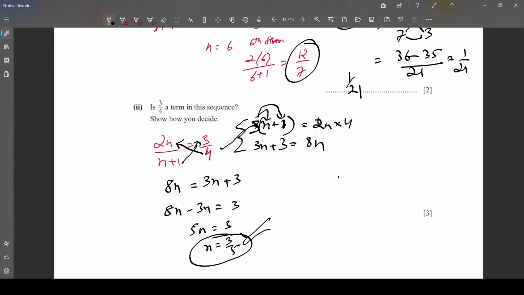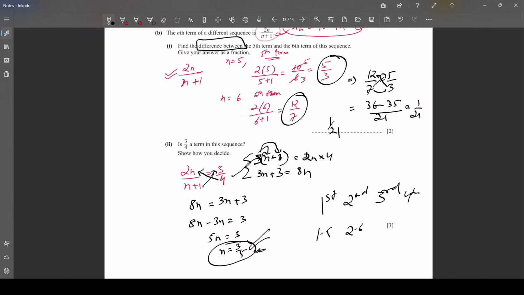So if I say first term, second term, third term, fourth term, I don't say 1.5 term or 2.6 term, right? It cannot be a decimal or rational number. So 3 by 5 cannot be a term in the sequence. So that's why 3 by 4 is also not possible as a term of the sequence. Okay, that's all. Let's do the next question.